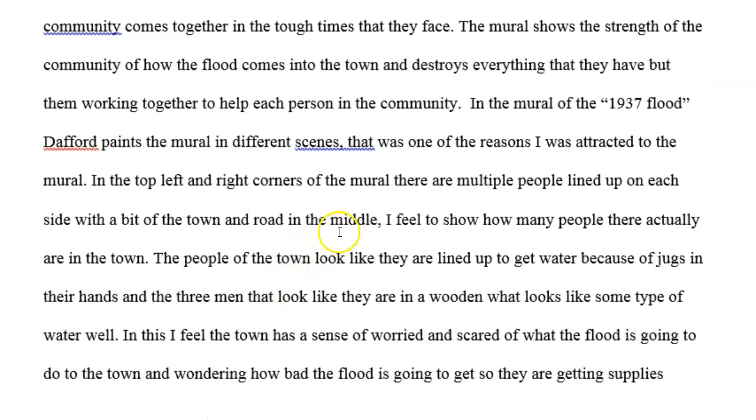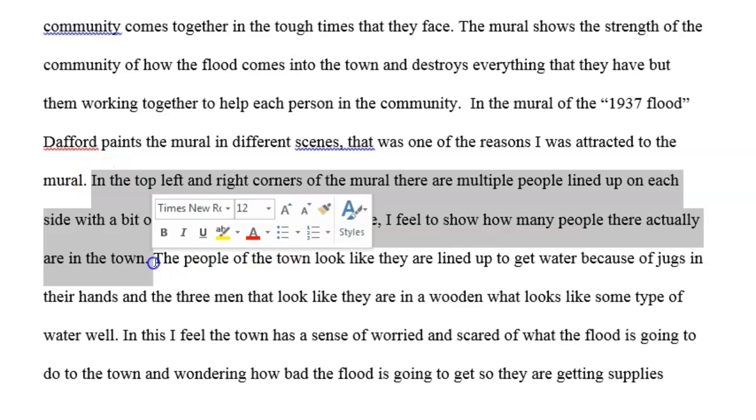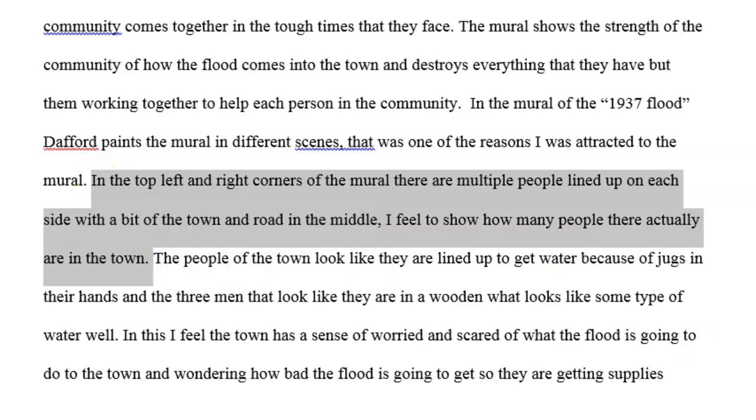So you provide detail like the top left and right corners of the mural, let me highlight it. There are multiple people lined up on each side of the town and road in the middle, I feel, to show how many people there are actually in the town. The paragraph is trying to argue something much more interesting, which is the sense of community. And community does not mean that there are just a bunch of people in the town.